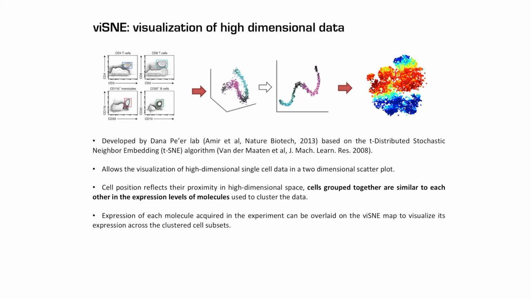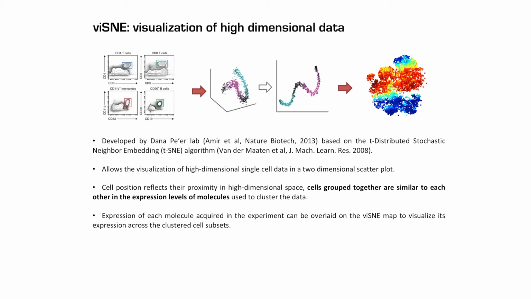Again, it is a dimension reducing clustering algorithm. It will allow the visualization of high dimensional single cell data in a two-dimensional scatter plot. So again, cells which are more alike stay together, and the cells' position reflects their proximity in a high dimensional space. And the expression of each molecule acquired in the experiment can be overlaid onto the viSNE map to visualize its expression. So it's a very informative algorithm.